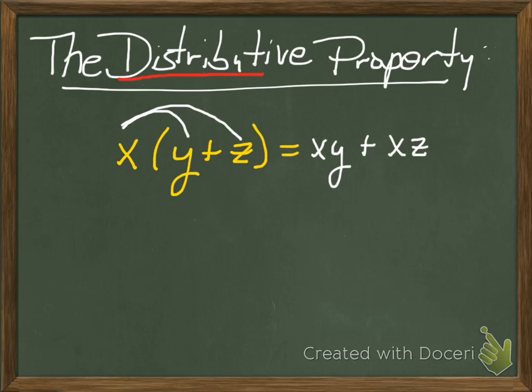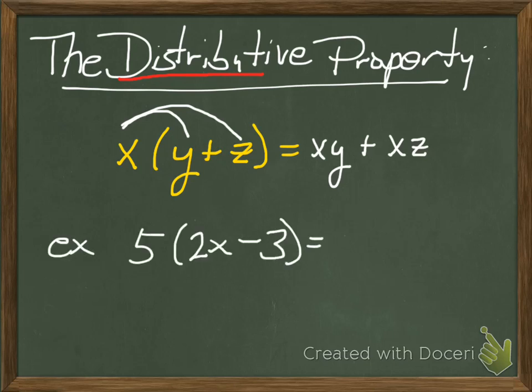So again, let's go back to the root word distribute. What's happening is the number that's outside the parentheses gets distributed to both of the things that are inside with the plus. So the x is multiplied times the y, and the x is multiplied by the z.